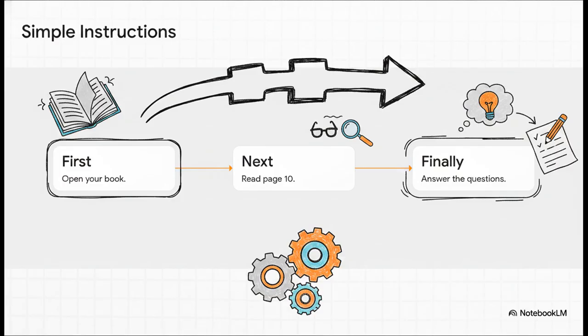And this brilliantly illustrates how those instructions work in practice. First, open your book. Next, read page 10. Finally, answer the questions. See those sequence words in there? First, next, finally. And those imperative verbs: open, read, answer. It moves step by step to create total clarity and just completely eliminate any student confusion.